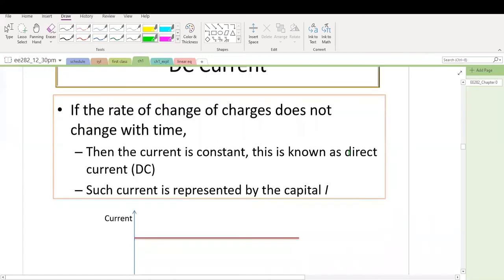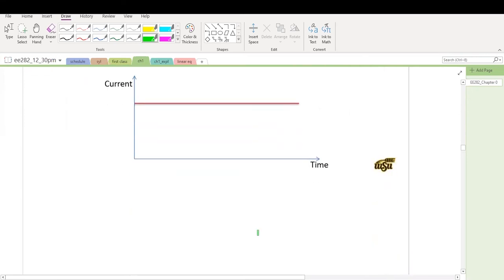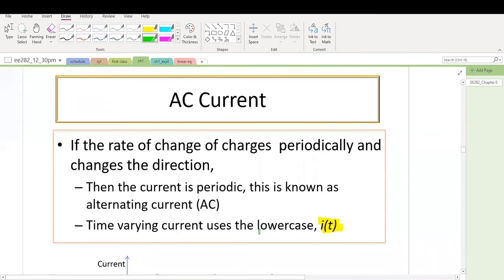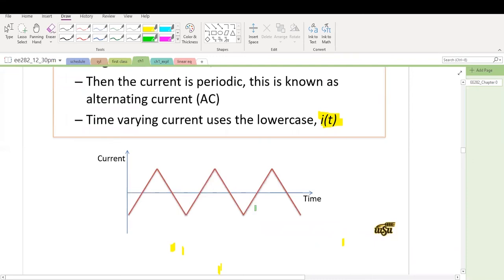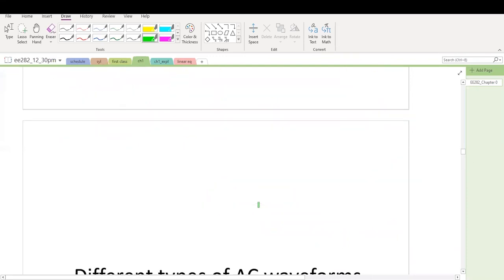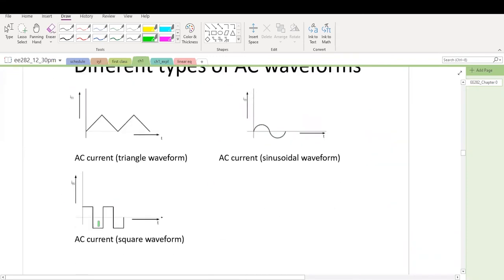Next, let's talk about the concept of DC and AC. DC is direct current. The current does not change with time. The other one is AC, alternating current, which means that the current is changing with time. It can change in different styles: triangular, rectangular, or sinusoidal wave, things like that.